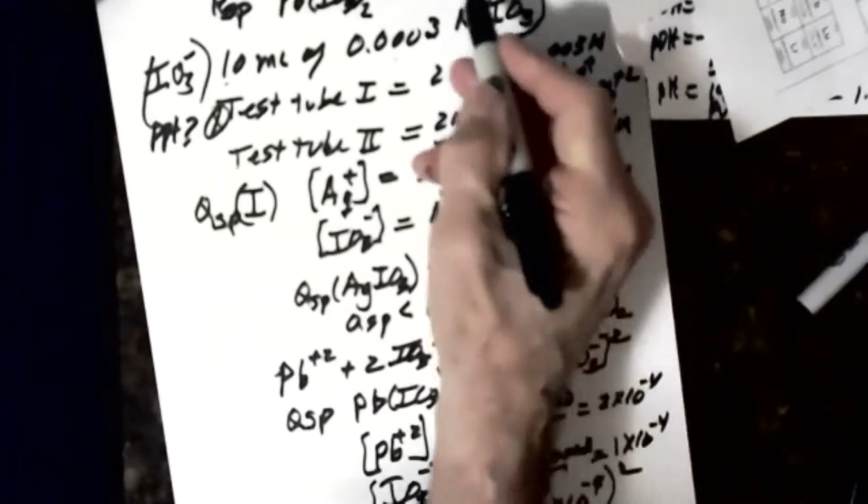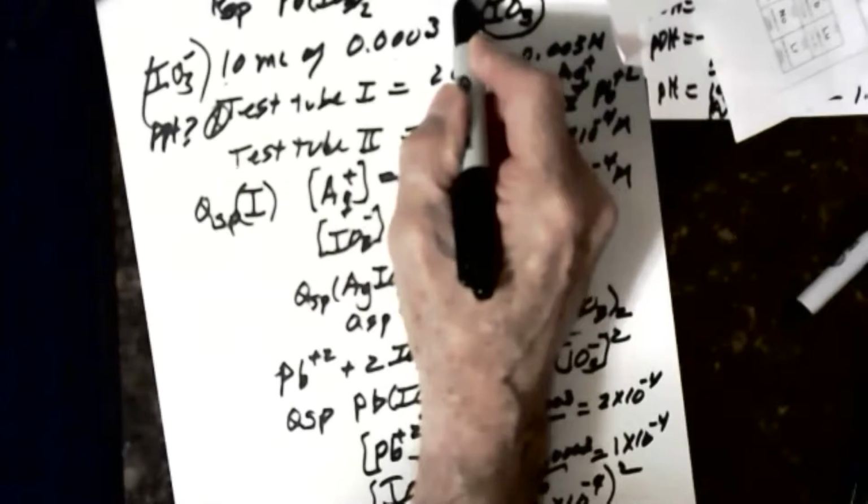So let's do the math. So I've got 1 times 10 to the negative 4 on my screen, so I'm going to square that and multiply it by 2 with an exponent of negative 4. That gives me a QSP of 2 times 10 to the negative 12. Now, that's less than KSP also for that one. So no precipitate in test tube 2 either.